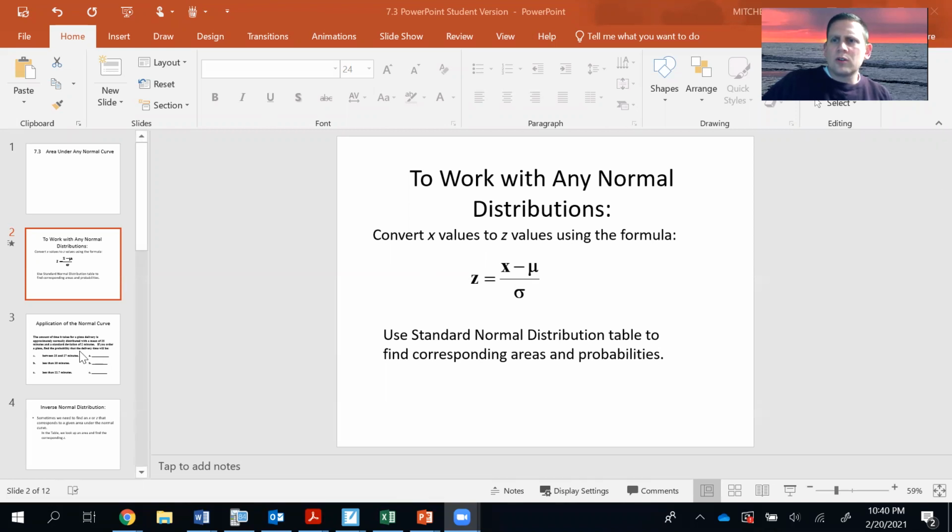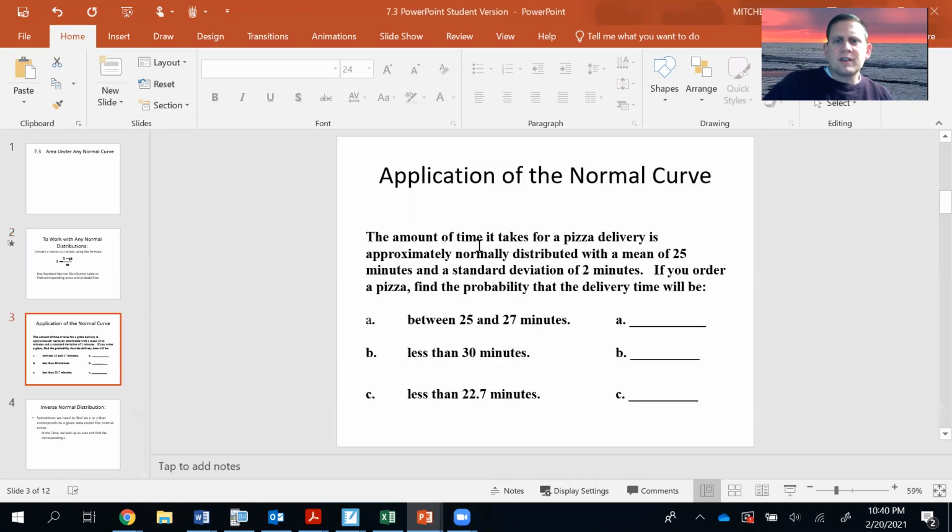We're going to use our formula. We're going to use our table to find probabilities. So let's take a look at a question. The amount of time it takes for a pizza delivery is approximately normally distributed with a mean of 25 minutes and a standard deviation of 2. If you order a pizza, find the probability the delivery time will be between 25 and 27 minutes, less than 30 minutes, less than 22.7 minutes.